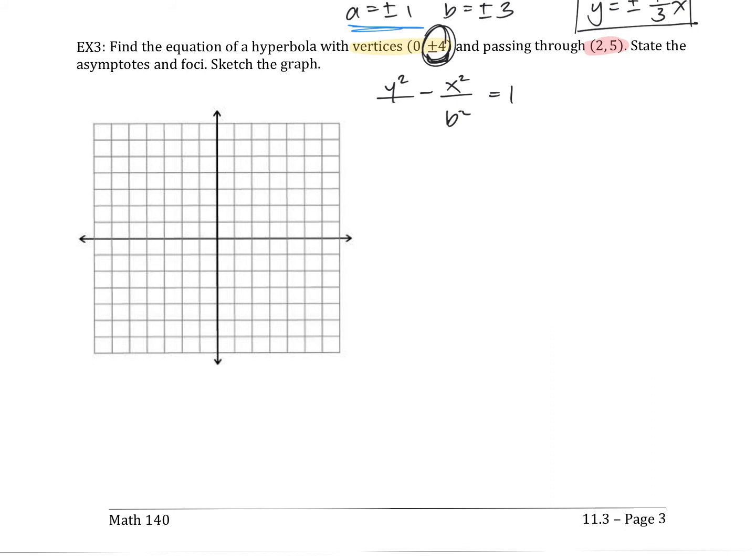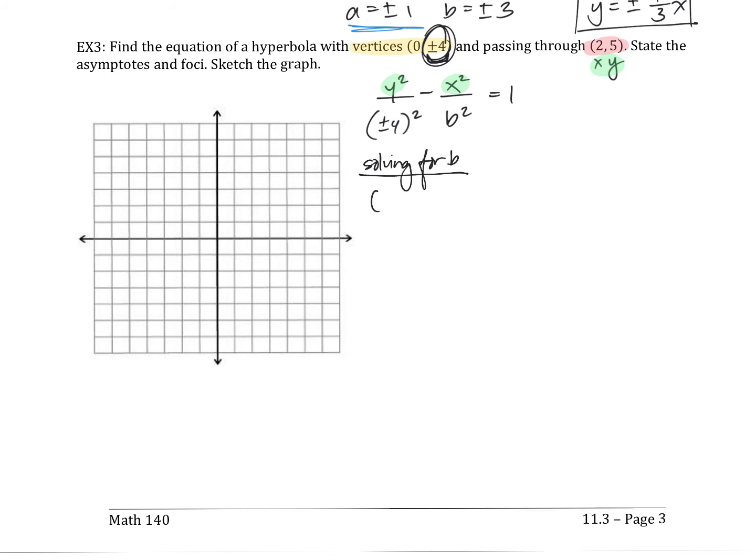Let's go ahead and plug that in. So I know that's plus or minus 4 squared. Then the question is, do I know what the b value is? And the answer to that is we don't yet know what it is. But we are given an x and a y value. So if I were to plug that x and y value into my equation, then I could solve for b. So let's go ahead and do that. I'm going to say solving for b.